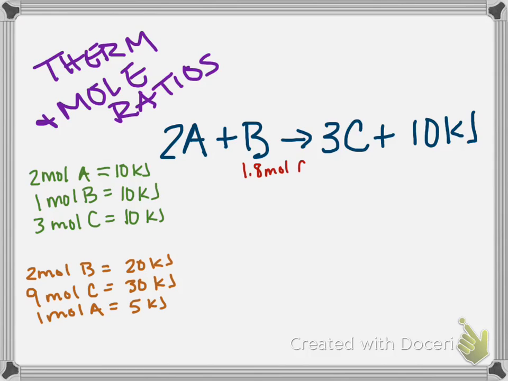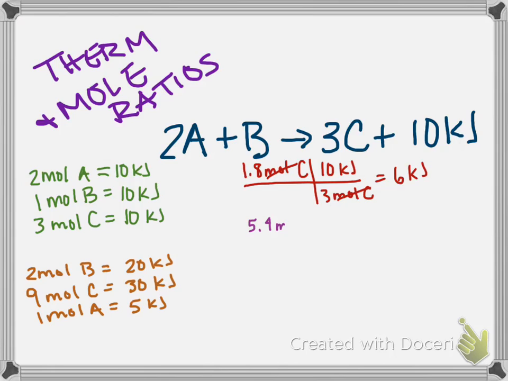Like let's say I have 1.8 moles of C. Remember, I can always use that train tracks method. And I would say if I have 1.8 moles of C, there are 3 moles of C for every 10 kilojoules. Moles of C will cancel, and I will get 6 kilojoules.